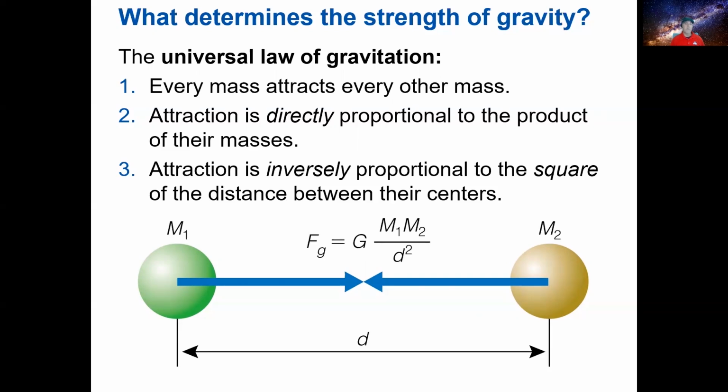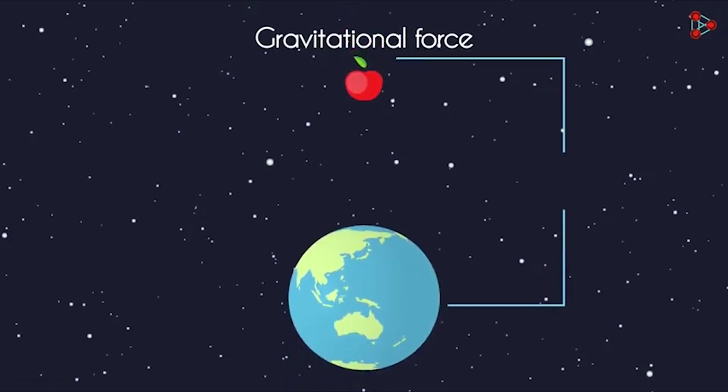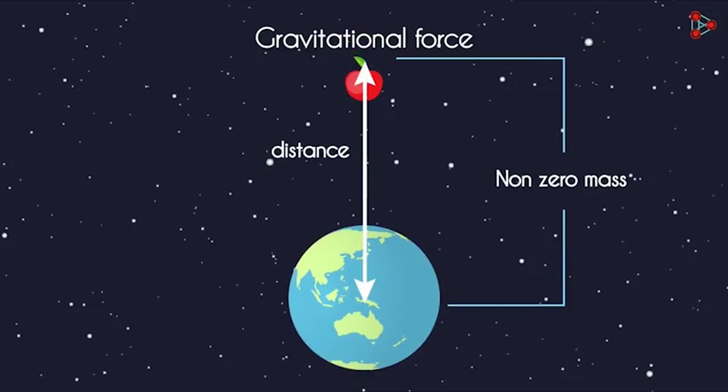The strength of gravity between two objects decreases with the square of the distance between their centers. For example, doubling the distance between two objects weakens the force of gravity by a factor of 4. So let's put these concepts together. The gravitational force is the attractive force between any two objects with mass higher than zero that are separated by a distance.